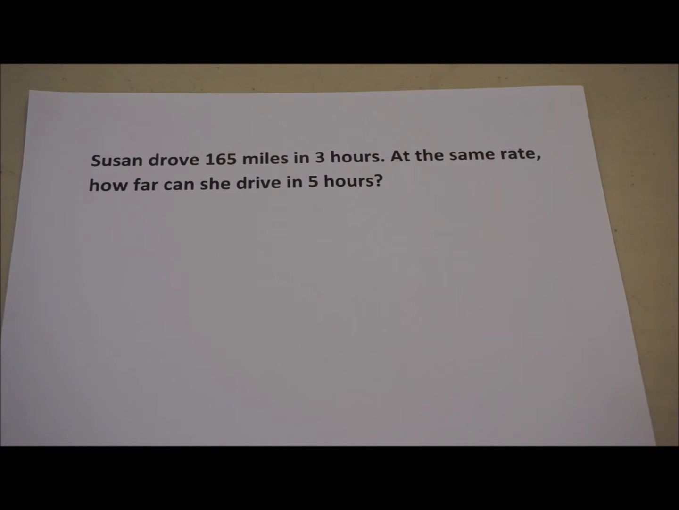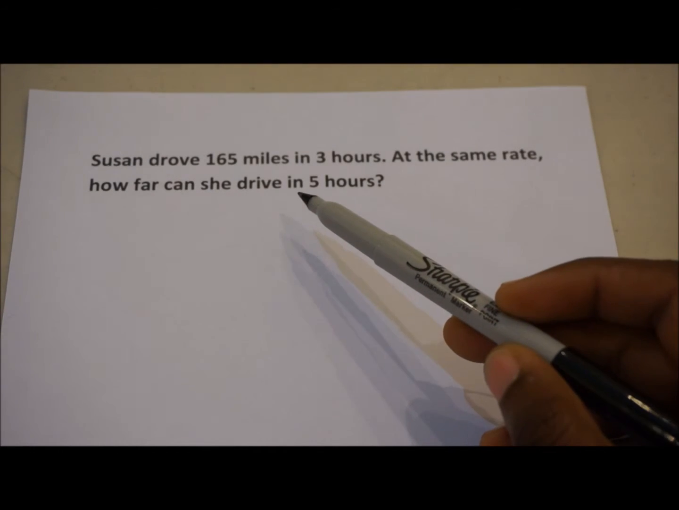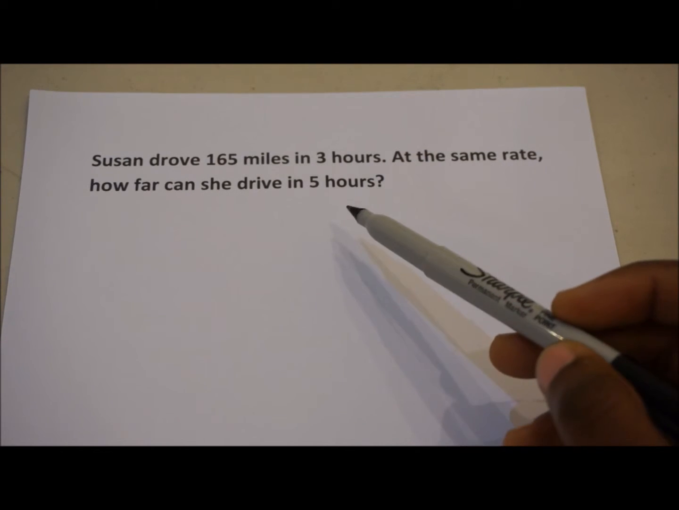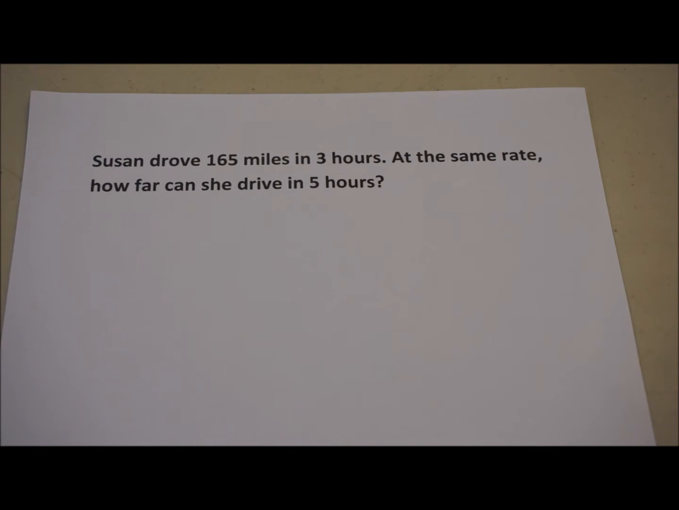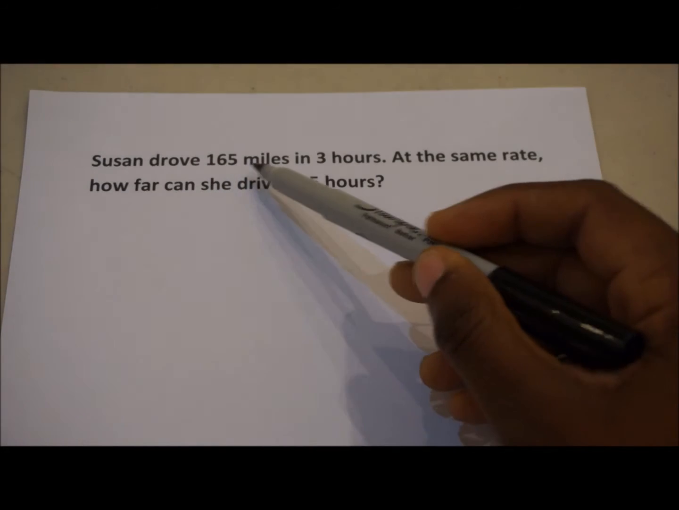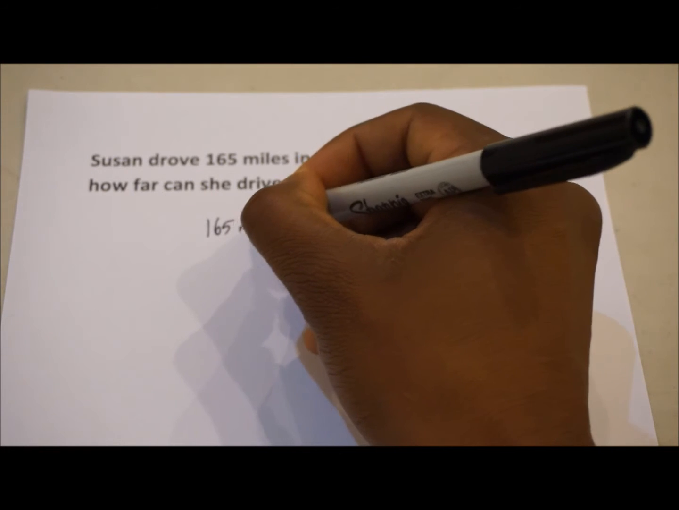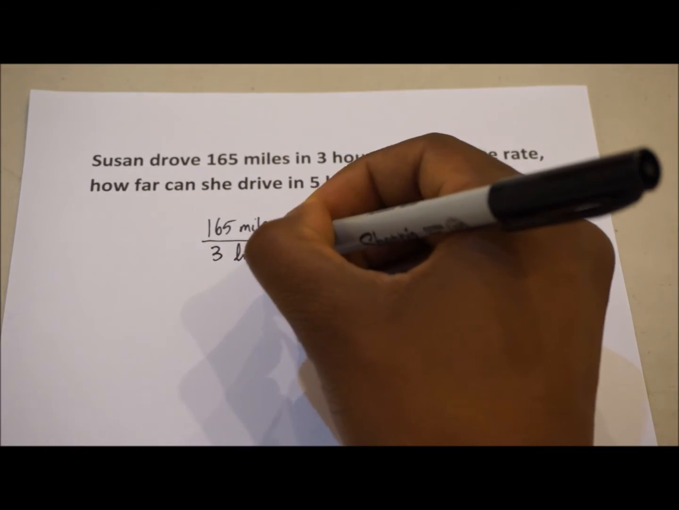Here is another word problem that we can apply a proportion to solve. The problem says Susan drove 165 miles in 3 hours. At the same rate, how far can she drive in 5 hours? We apply our ratio and proportion technique to solve such a problem. The problem says 165 miles in 3 hours. So I write 165 miles in 3 hours.